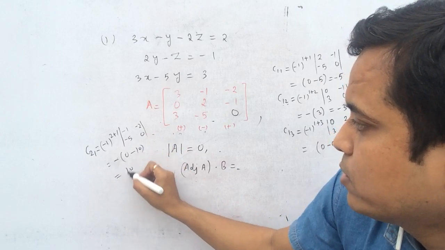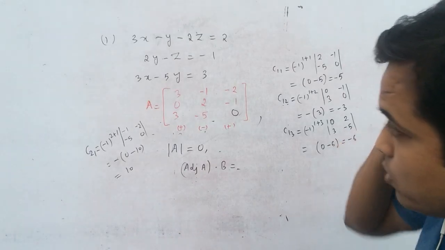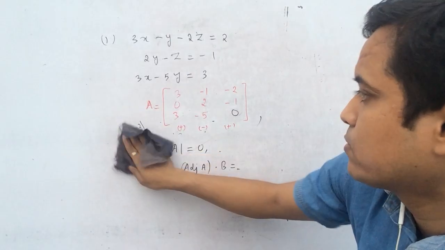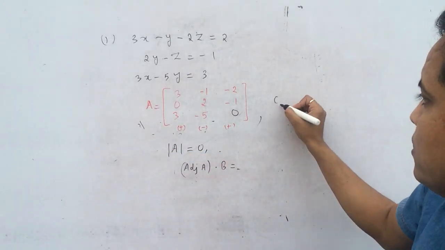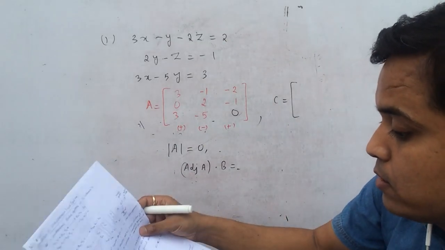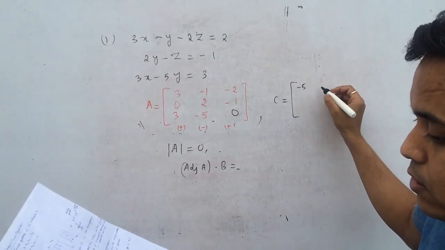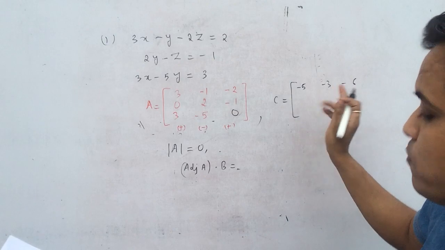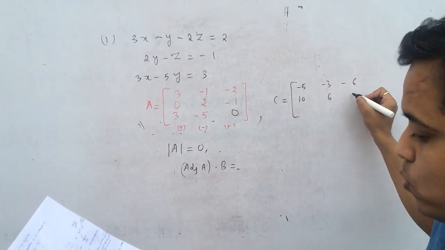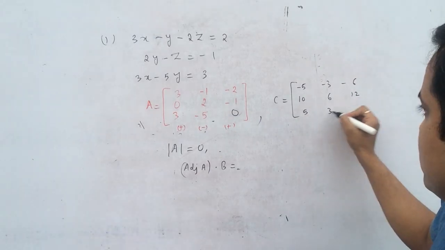Okay, so in the same way, when you solve this, I have the values here. I am going to write it directly. So all right, cofactors would be here. C is equal to, here I have the values: minus 5, C11, C12 minus 3, minus 6, I have obtained this. 10 I have obtained here, 10, 6, 12, and 5, 3, 6.